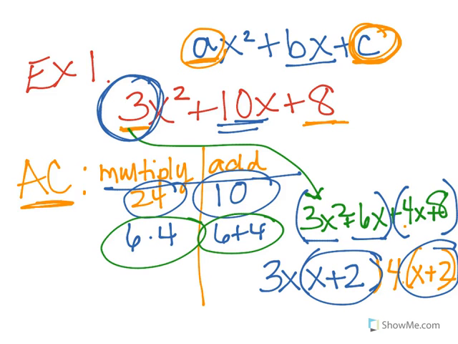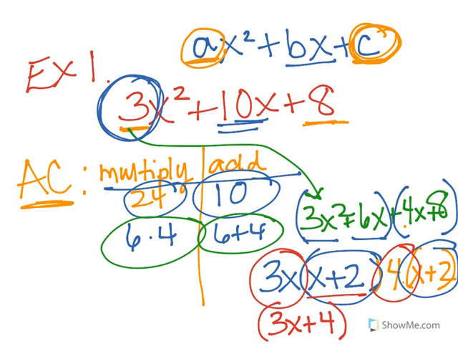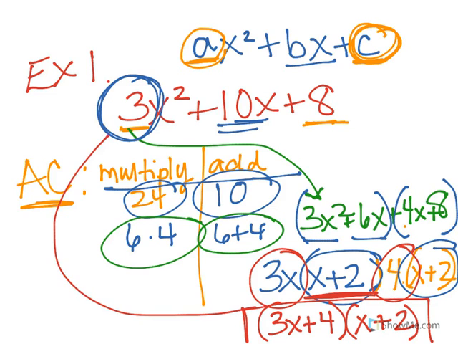So where we get our factors from is the outside terms. The outside terms are 3x plus 4. So that's one of my factors. And then one of these matching terms, x plus 2. And that's going to be how I factor a quadratic that has a number that is greater than 1 in front of the x squared.